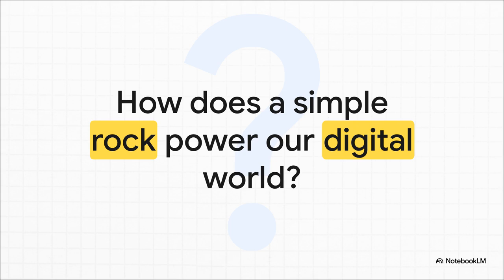How on earth do we take a simple rock, silicon, which is basically just purified sand, and turn it into the brain of your smartphone? I mean, it feels like it should be magic, right? But it's not. It's just some seriously cool physics.